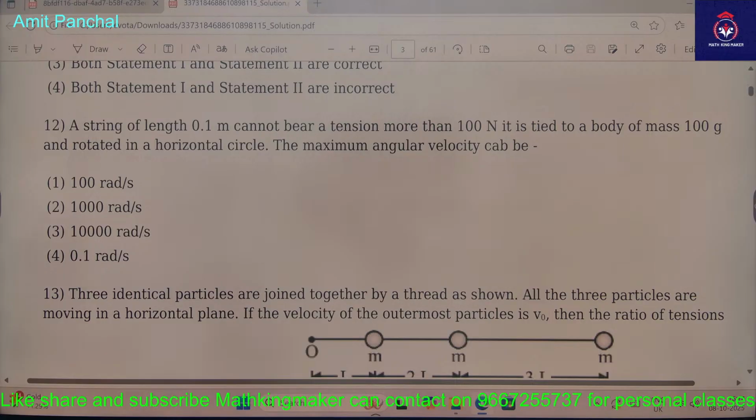Cannot bear a tension more than 100 Newton means the maximum tension it can sustain is 100 Newton.